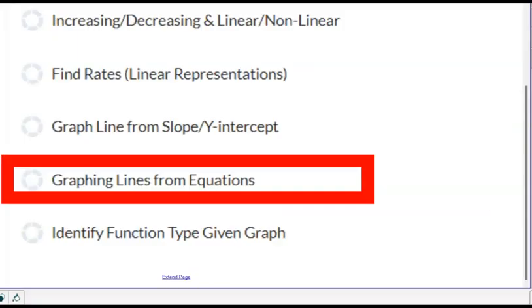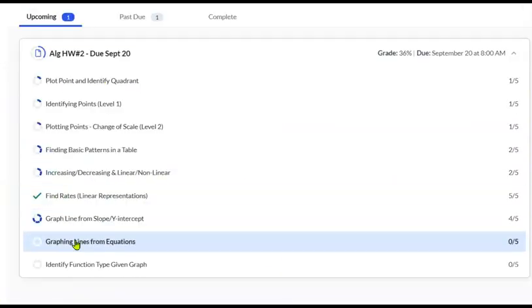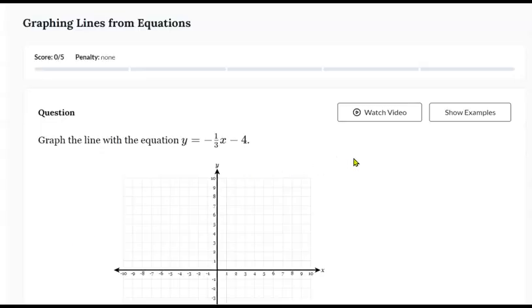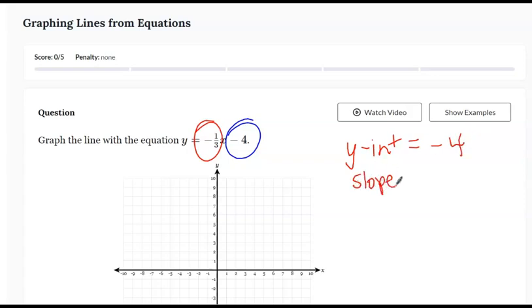This time you're going to do the same task. You're going to graph lines, but the information will be given to you in equation form. So instead of me saying, hey, this number is the y-intercept, and hey, this number is the slope, you have to know that. So you can take notes on the side that the y-intercept is -4, and that the slope is -1/3, and now it's just like the last task that we did.